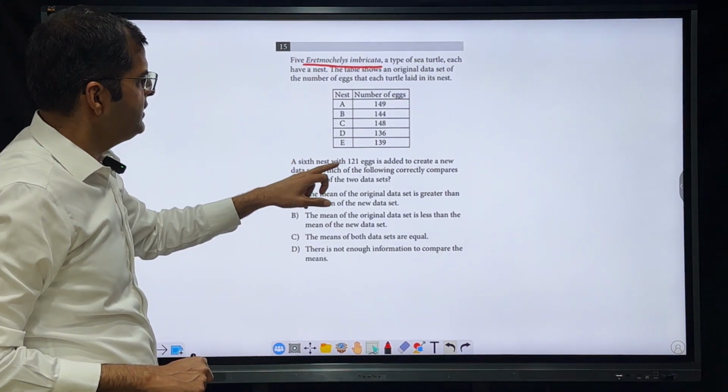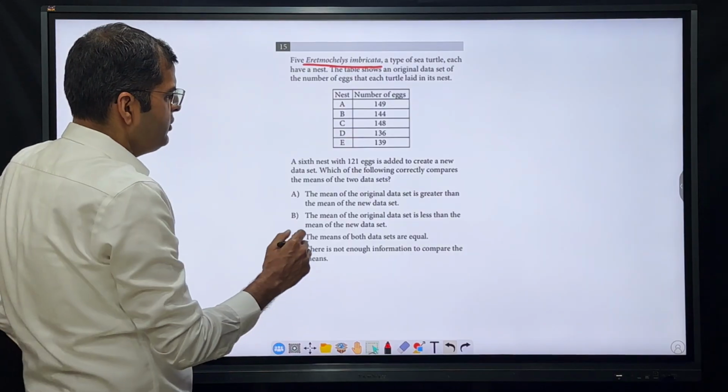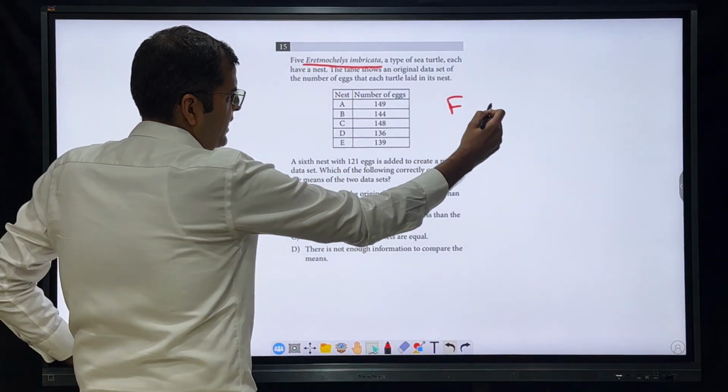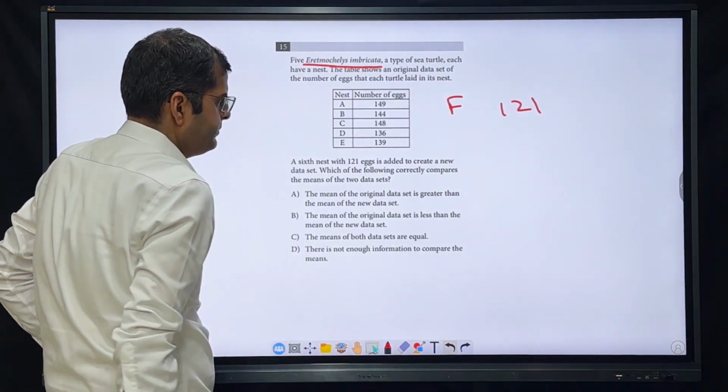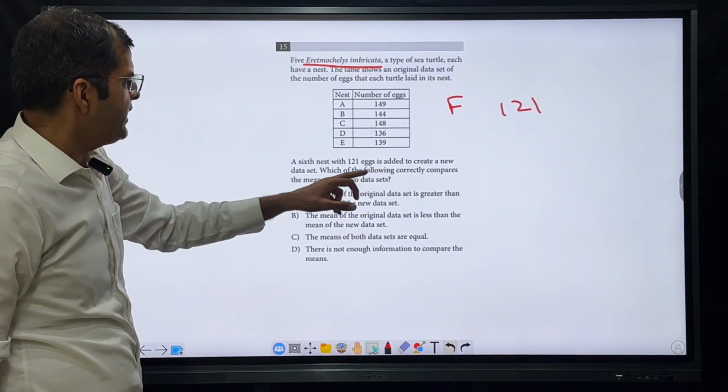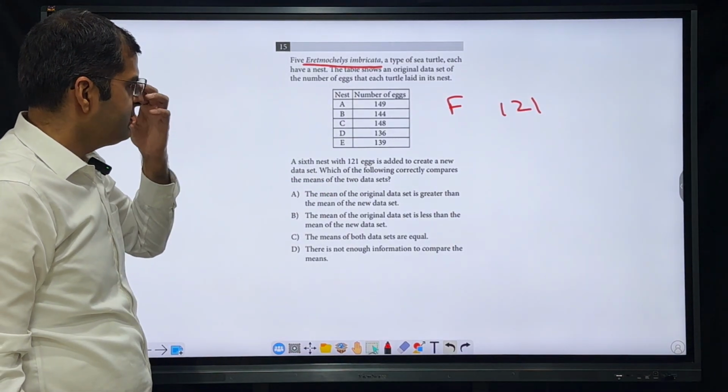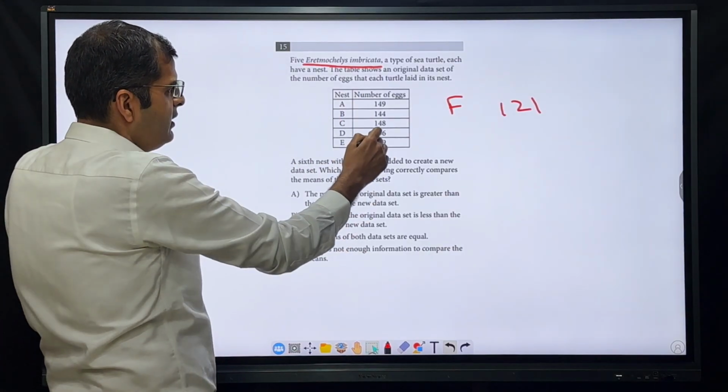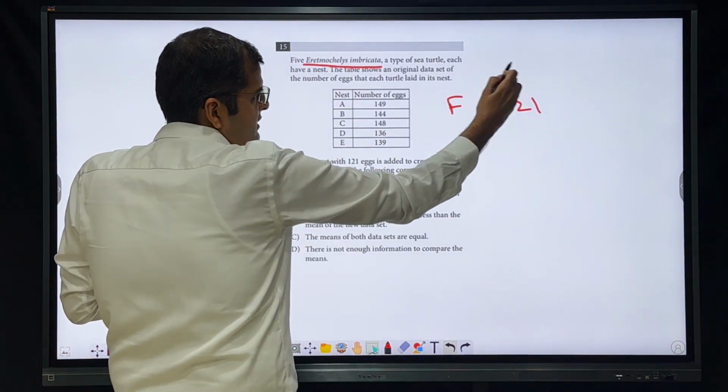The sixth nest with 121 eggs is added to the new data set. So the new data set has F, 121 eggs. Which of the following correctly compares the means of the two data sets? So one data set is these 5, and one data set is these 5 and this sixth one.